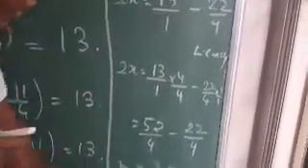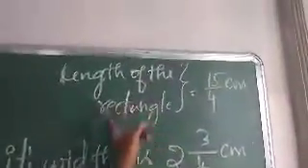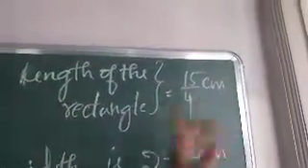Now we want to find the value for x. So x value is 15 by 4 and this is the length of the rectangle. So length of the rectangle is equal to 15 by 4 centimeter.